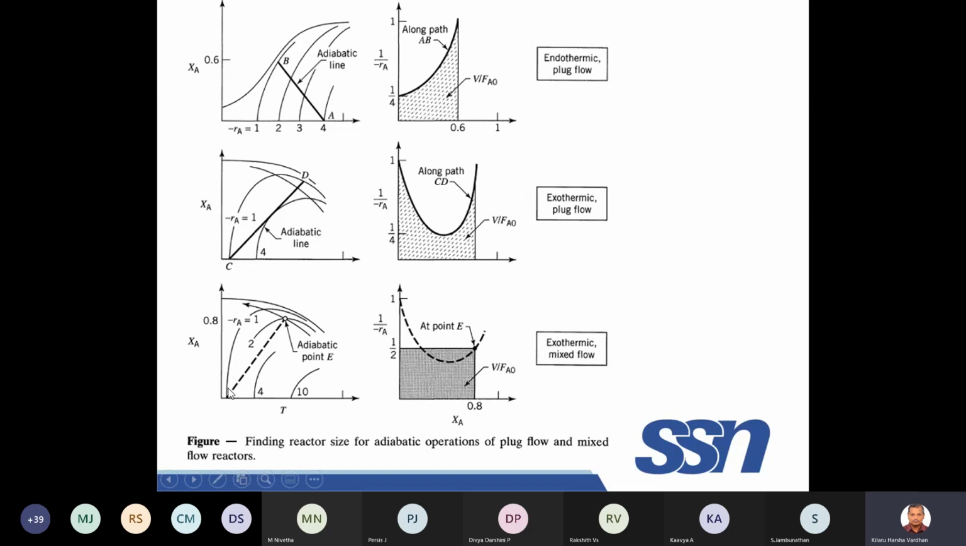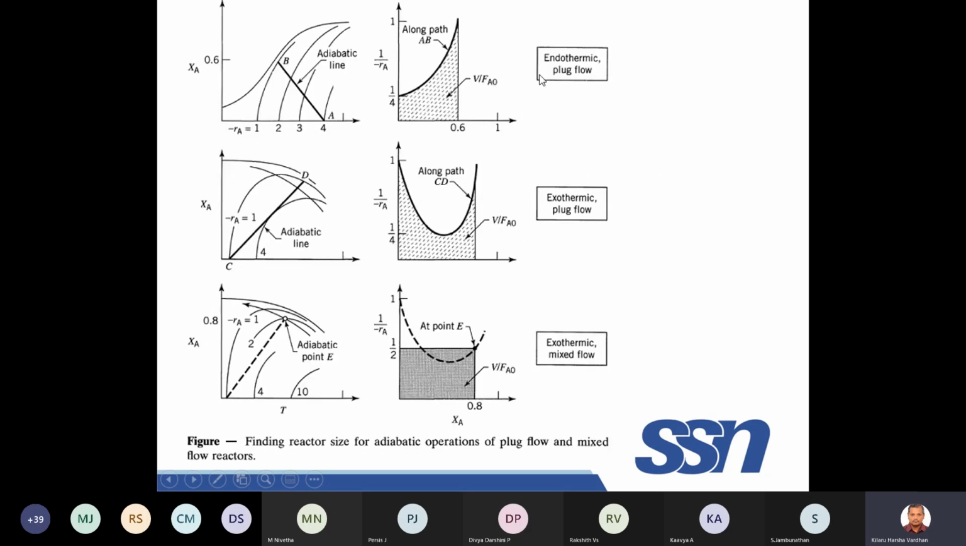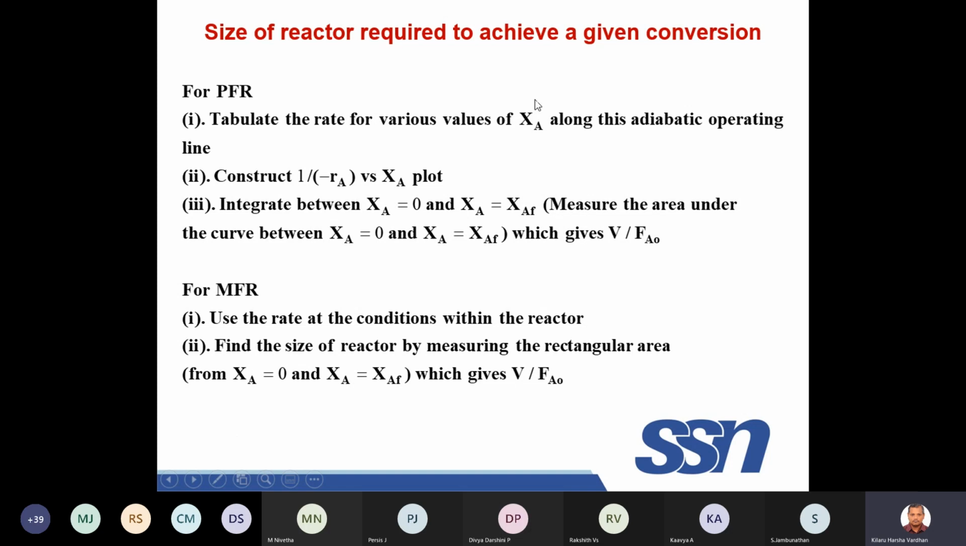Now, how do you fix this fellow? This is very difficult. From what point are you going? This plays a very important role. This temperature, or whatever you call it, how do you fix that? That again, for a PFR, for an MFR, in PFR, what do you do? I'll just discuss this and then go for that. So these are the notes.